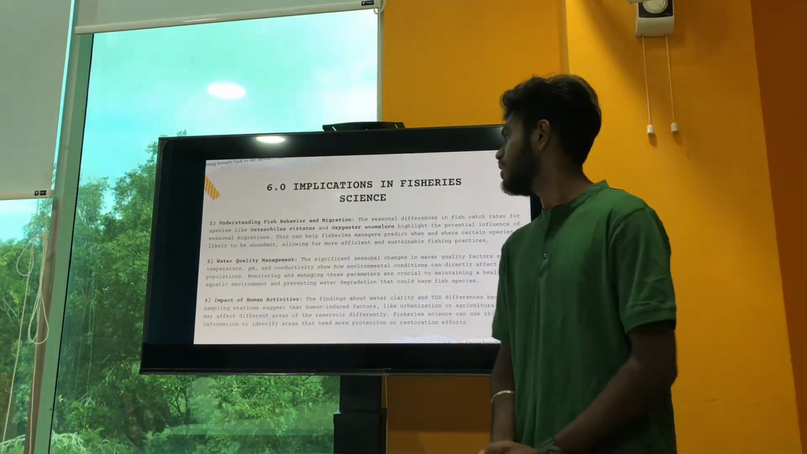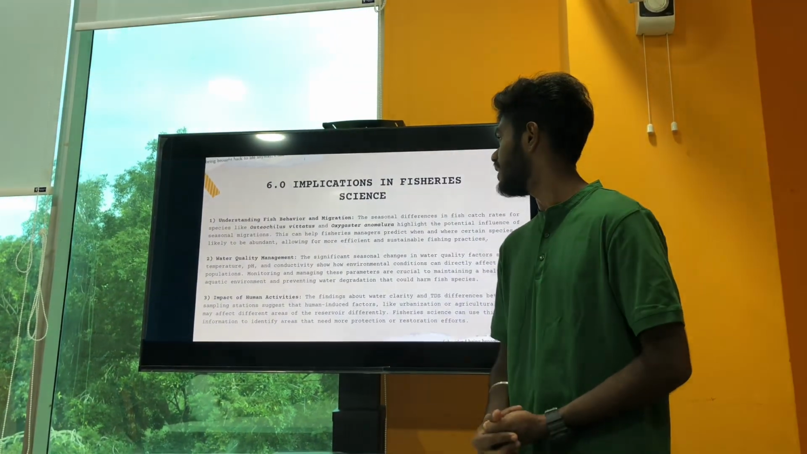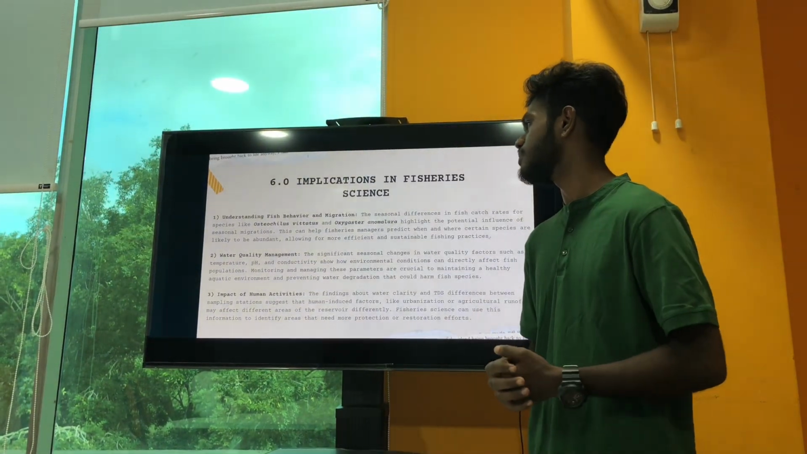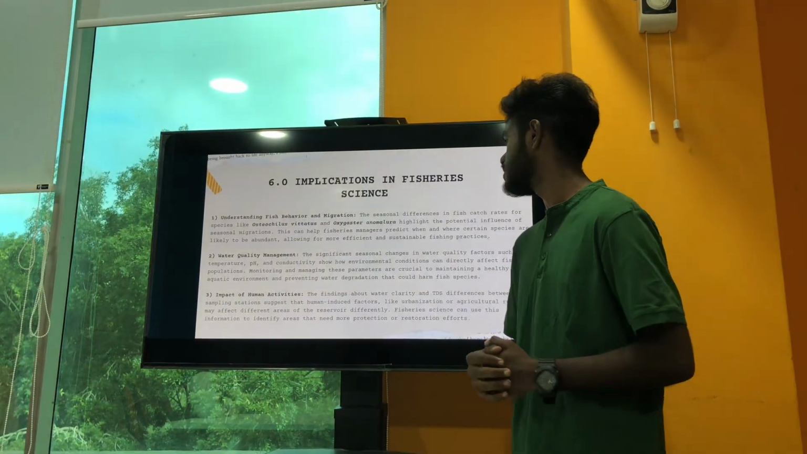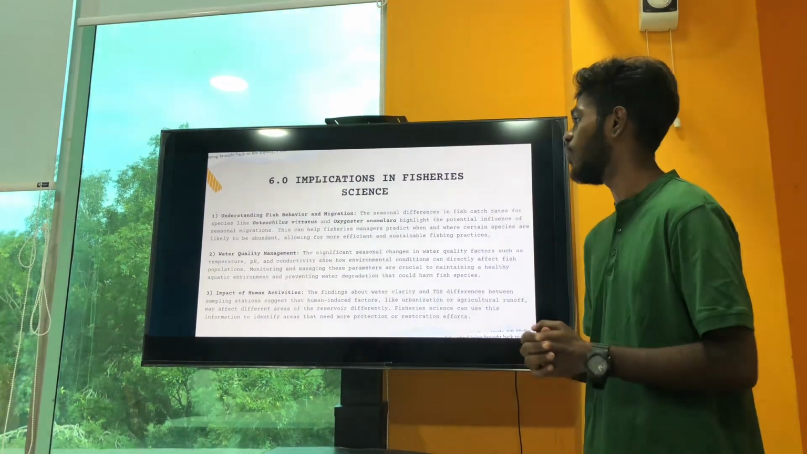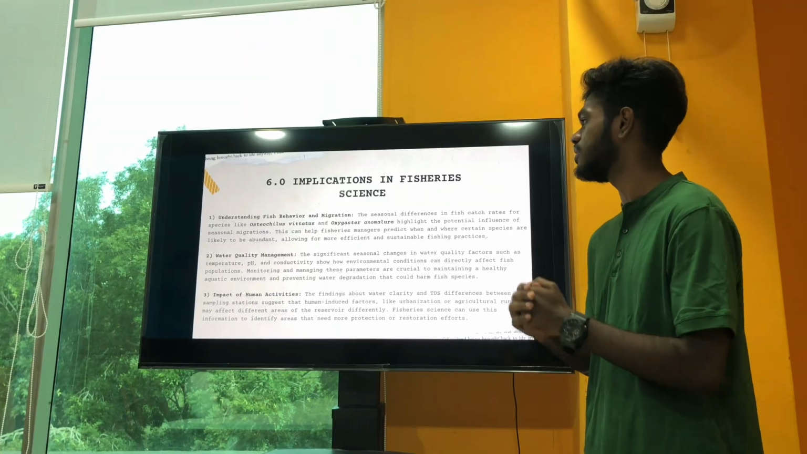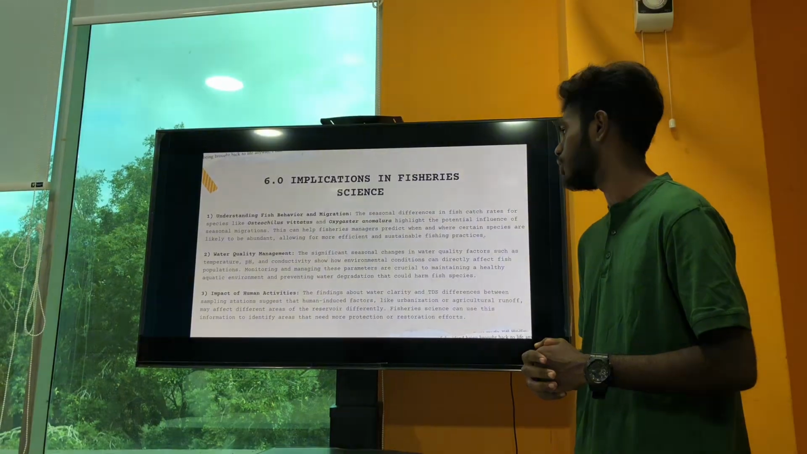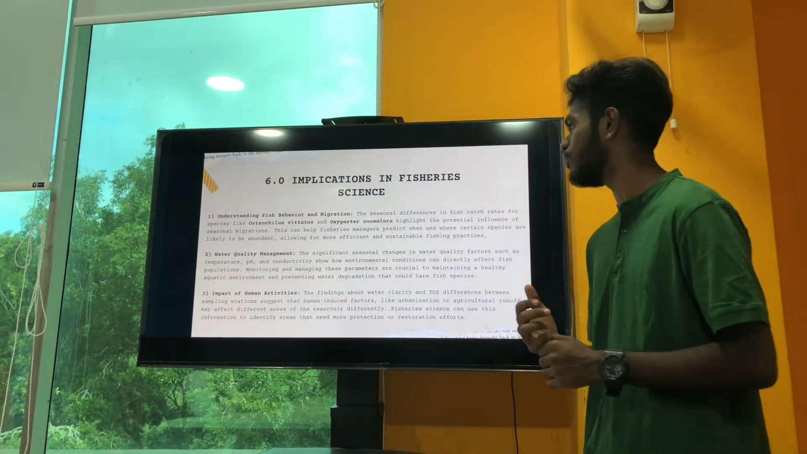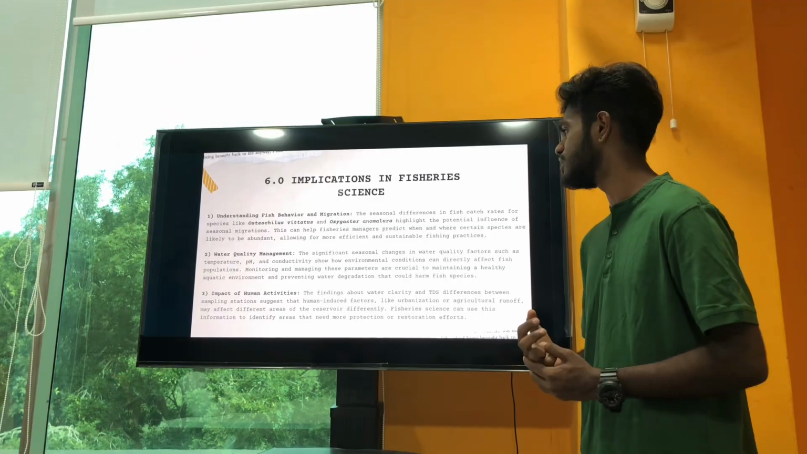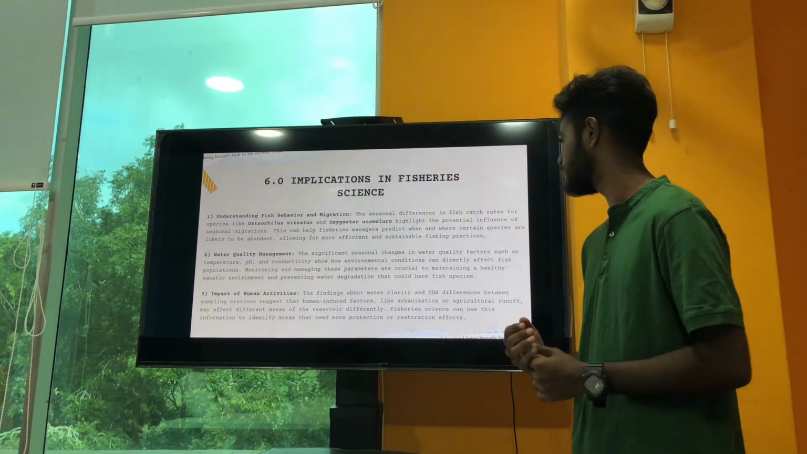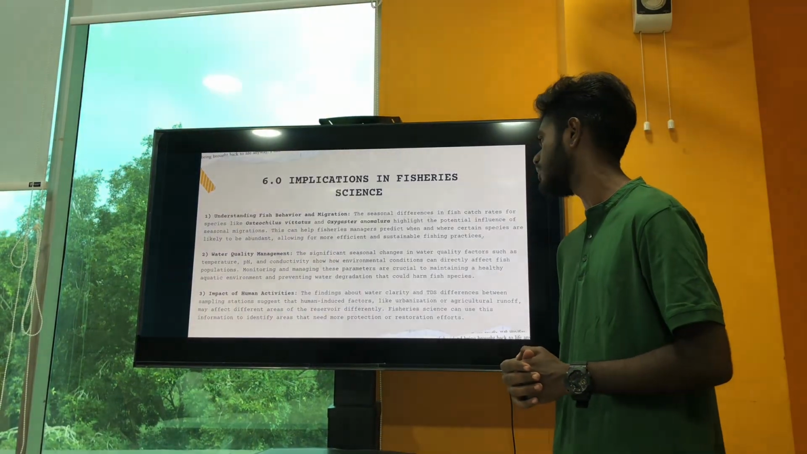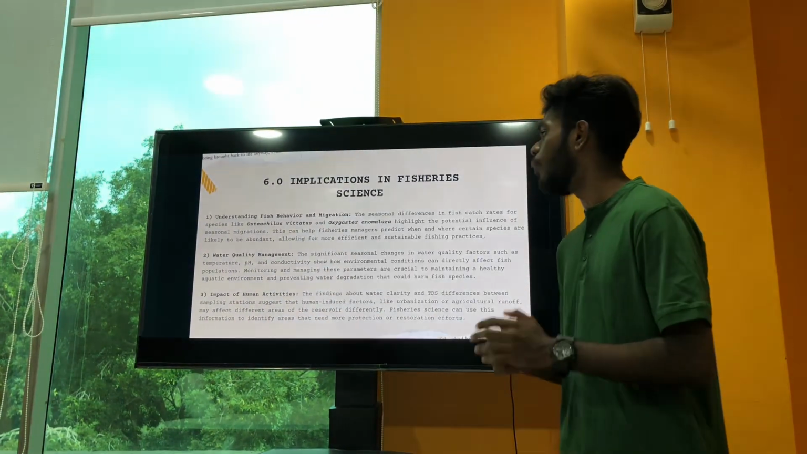For the next part, we are going to explain the implications in fishery science. Firstly, understanding fish behavior and migration. The seasonal differences in fish catch rates for species like Osteochilus vittatus and Oxygaster anomalura highlight the potential influence of seasonal migrations. This can help fisheries managers predict when and where certain species are likely to be abundant, allowing for more efficient and sustainable fishing practices.